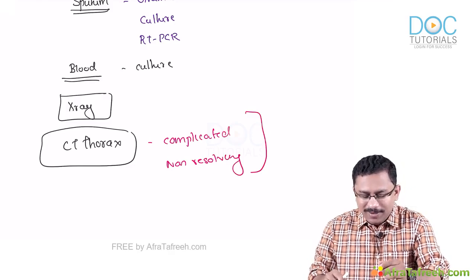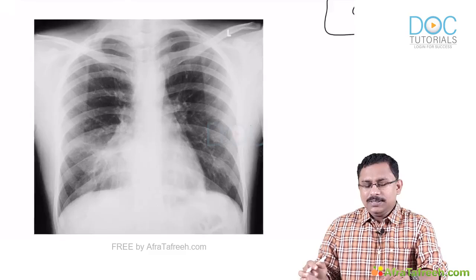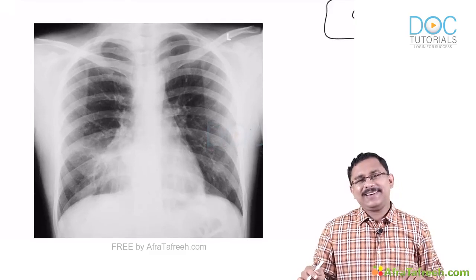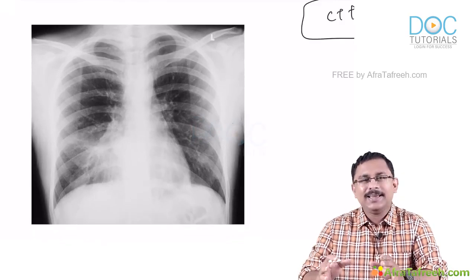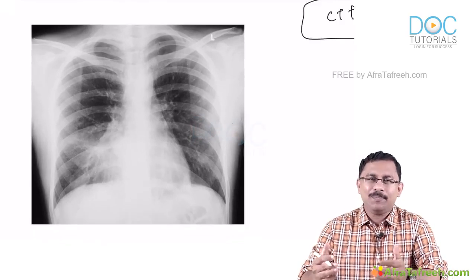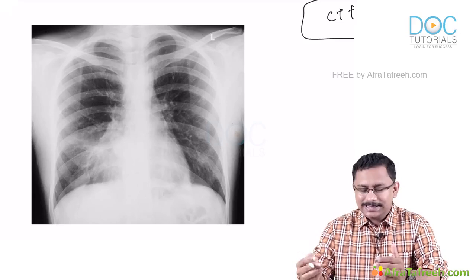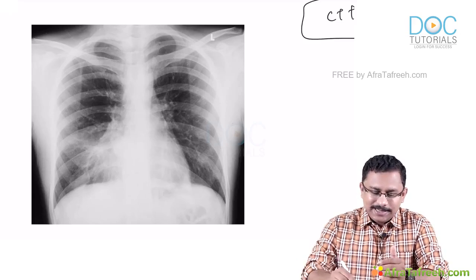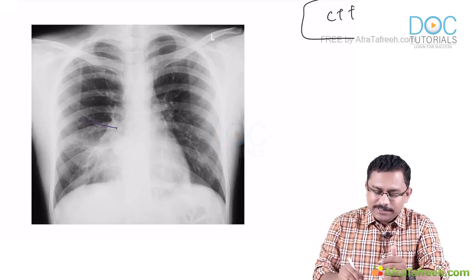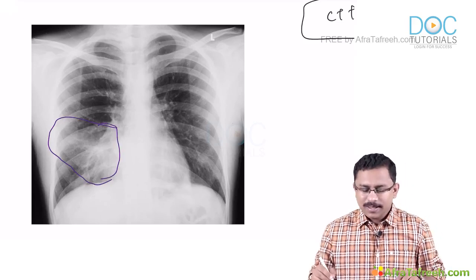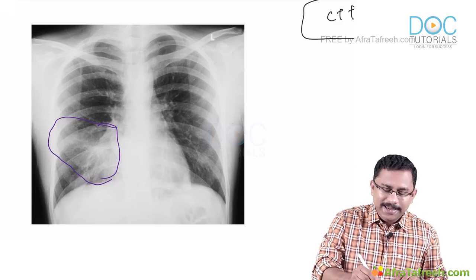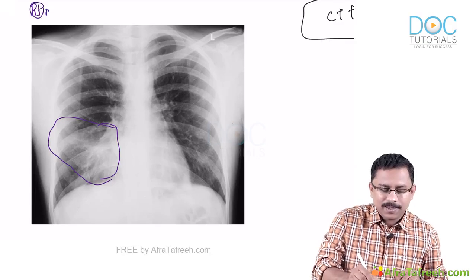So let's now have a look at a few of the chest x-rays. What do you see here? In a chest x-ray, consolidation would appear bright. You can see there is obviously a region of consolidation that is predominantly involving the right middle lobe. So this is a right middle lobe consolidation.